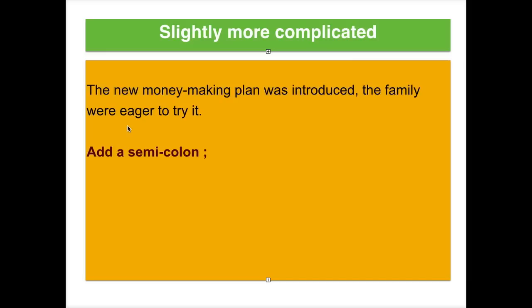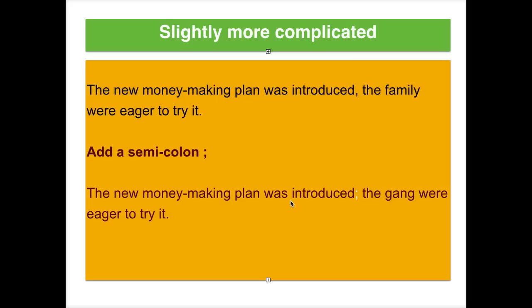Again, slightly more complicated, and I will do a separate slideshow on punctuation, including semicolons. We can also use a semicolon to join two closely related independent clauses. So the new money-making plan was introduced, semicolon, the gang were eager to try it. So that again would sort out the comma splice by, instead of using just a comma, you are allowed to use a semicolon, because a semicolon will join two separate independent clauses and they have to be related. So this needs to be related to this.